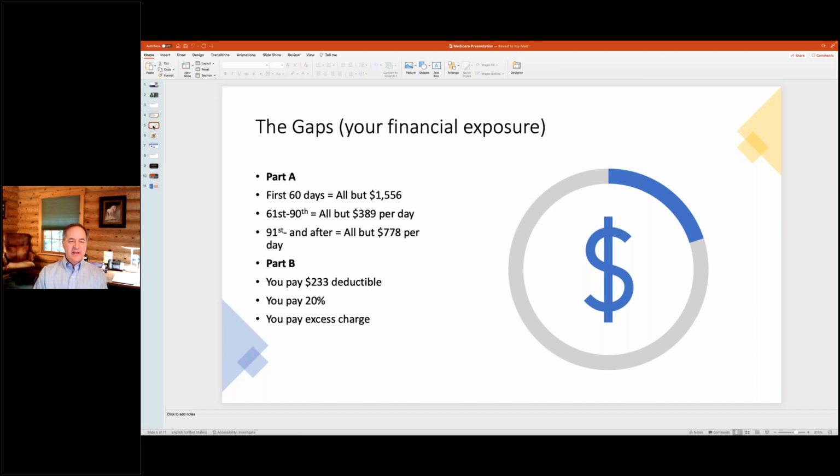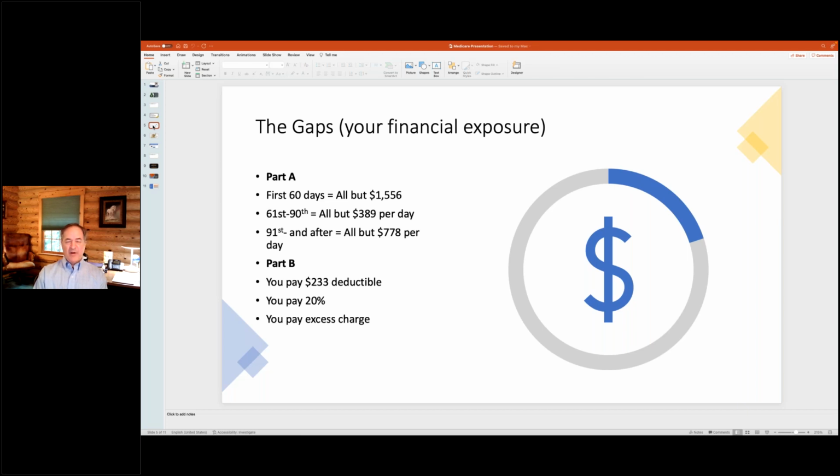Then, if you're in the hospital continuously from the 61st day to the 90th day, they start charging more money, $389 more per day. And if you're in the hospital up to 90 days, on the 91st day, they start charging $778 more per day. Those are gaps, and who wants to deal with that when you're retired? That's difficult. Now, Medicare Part B has its own deductible, $233, but just once a year.